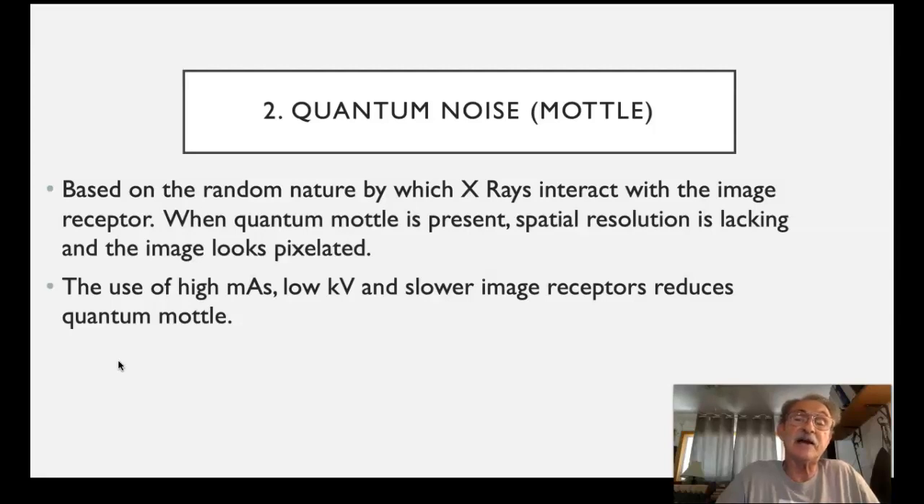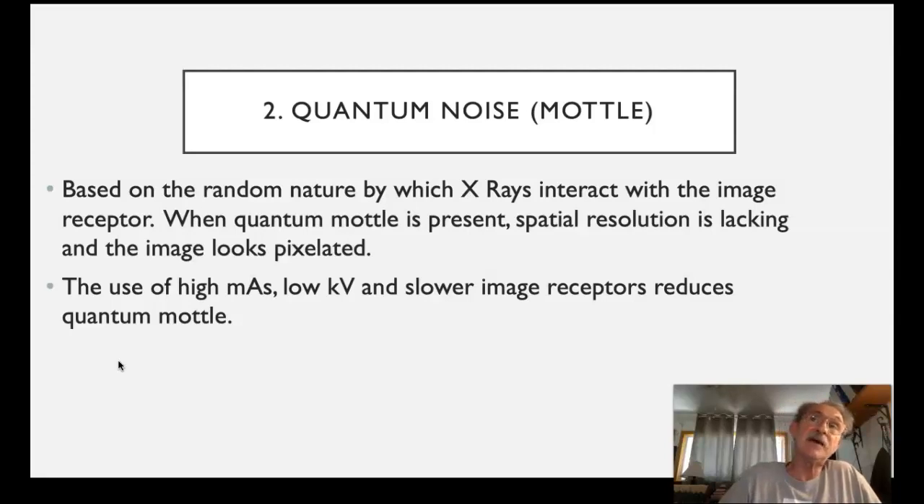Now we can use higher mAs, we can use lower kV, we can use slower image receptors, which reduce quantum mottle, but some of those are more attuned to the film screen environment, and we're in the digital environment. And so with the digital environment, we do have the opportunity to use higher kV, and by using higher kV, we can use less mAs, and that will decrease patient dose.